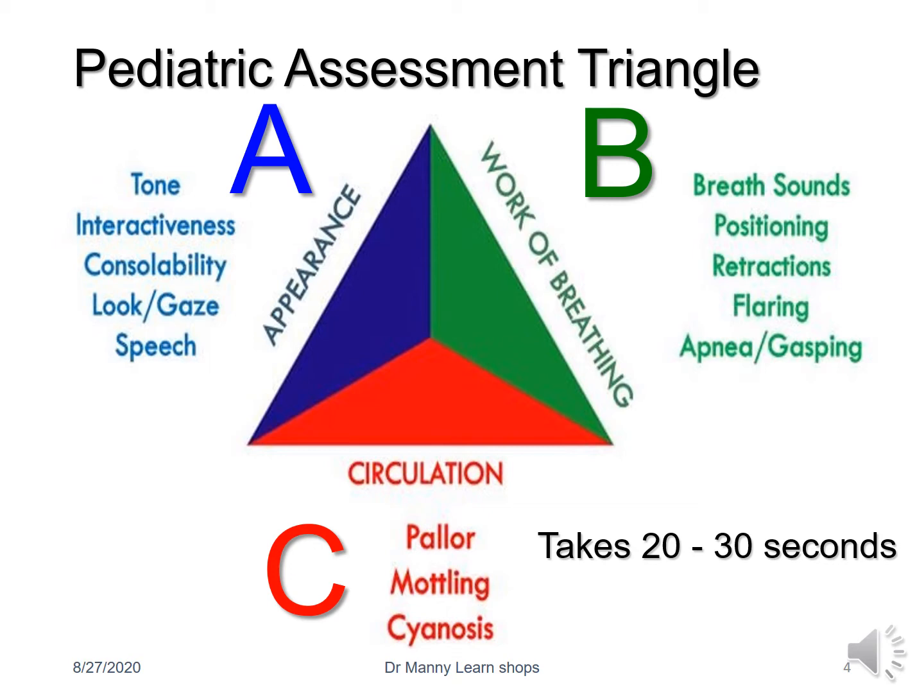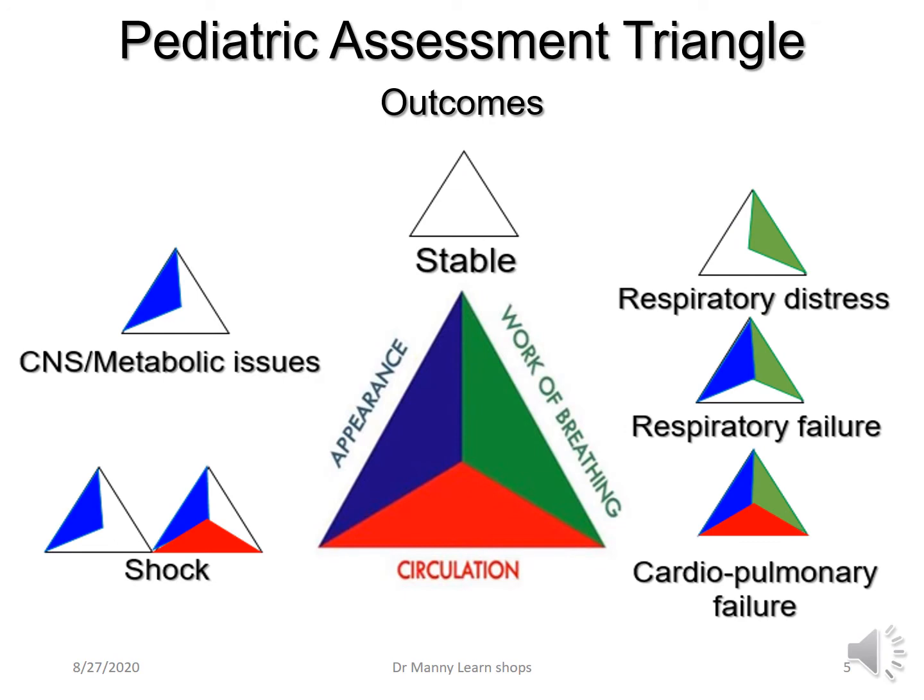Then you've got C, which is circulation. Well, what's their colour, essentially? Are they pale? Are they blue? Are they mottled? The Pediatric Assessment Triangle takes 20 to 30 seconds to implement to give you an impression as to whether they're stable, unstable, well, unwell, good, bad. Now, some of the Pediatric Assessment Triangle outcomes could be, for example, that, look, if they look good, if there's no work of breathing, if their circulation appears okay, they must be stable.